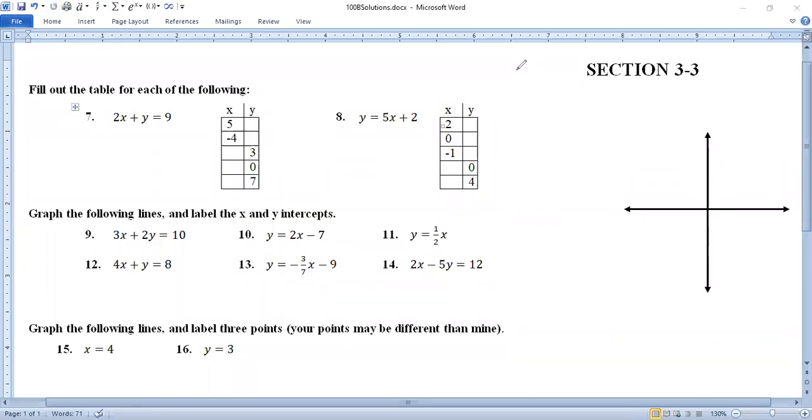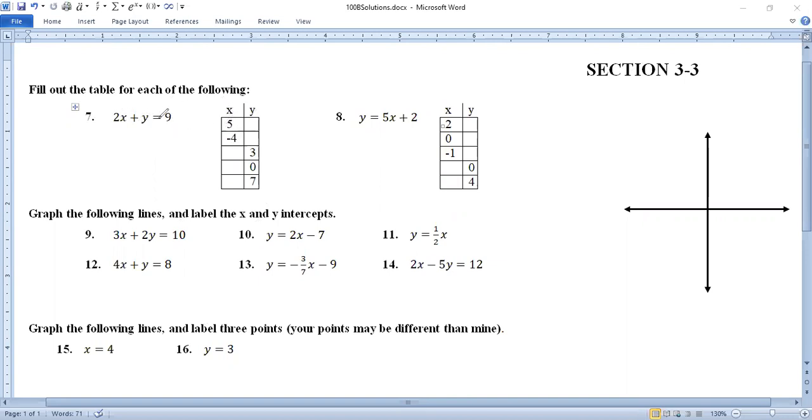Here we are in section 3-3 with the solutions to number 7 through number 16. Number 7, fill out the table for each of the following. So we're going to take these numbers, stick them back in as a review question.